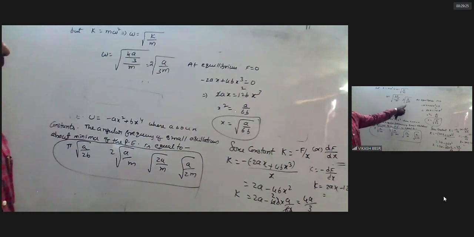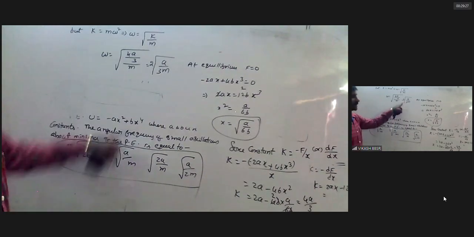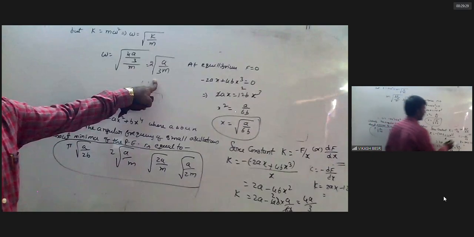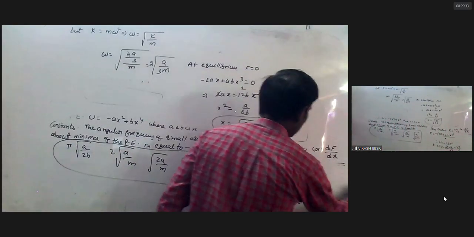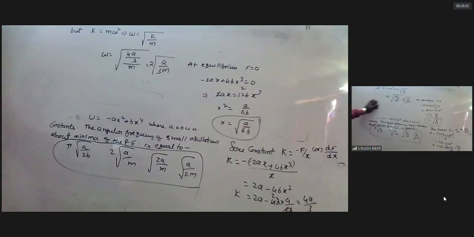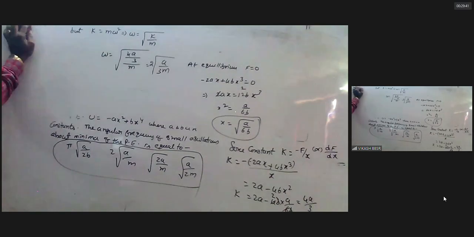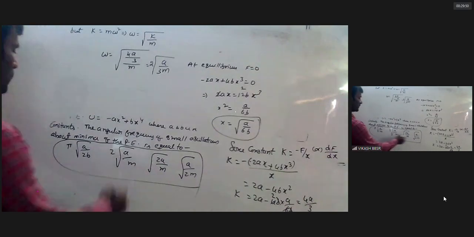Now take this up here. See here, all of you. We have found the value of x, and then k is equal to f by x. We use the formula K equal to m into omega square. Omega equal root over k by m. Then 2 root of k upon 3m.